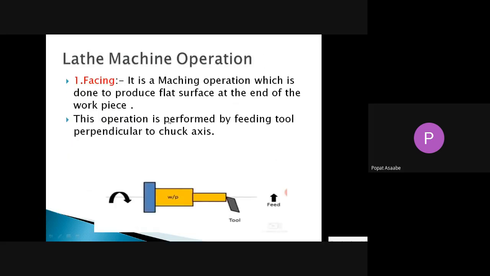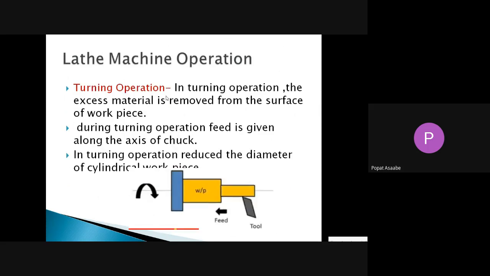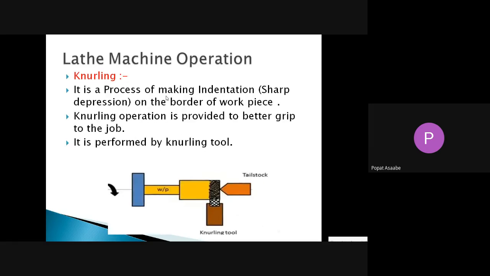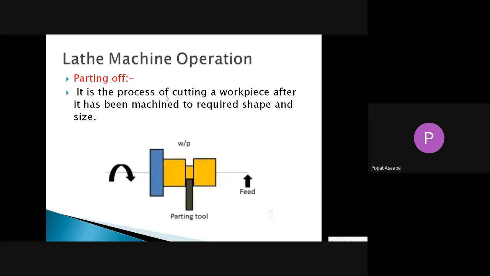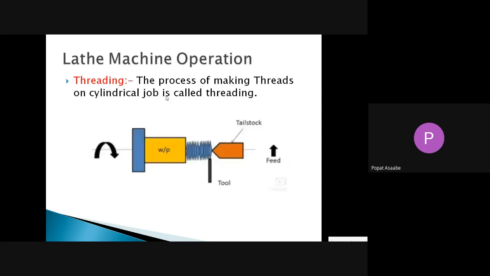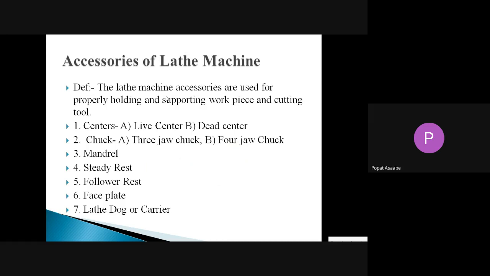Then we have seen the different types of operations we can perform with the help of the lathe machine. Which operations can we perform? We can perform facing, turning, boring, drilling, knurling, chamfering, parting, grooving, forming, taper turning, and threading. That many operations we can perform with the lathe machine, and the definition and meaning of each operation I explained in the last lecture.